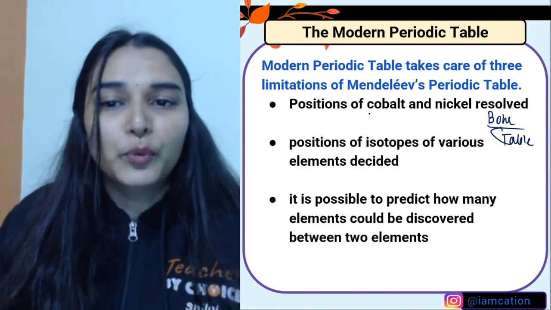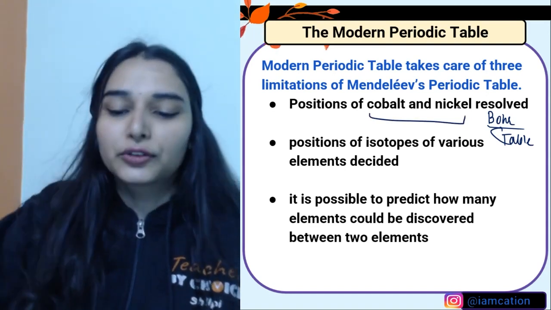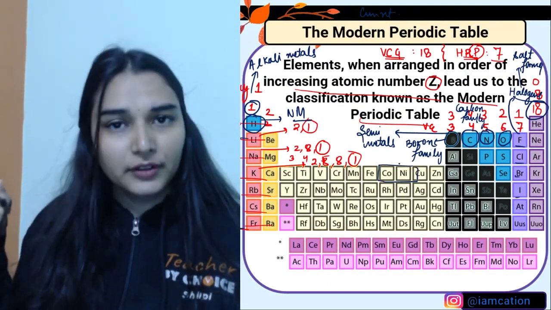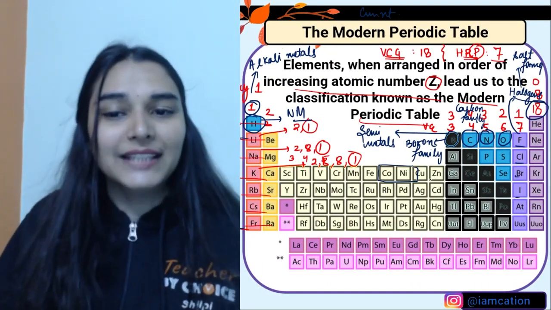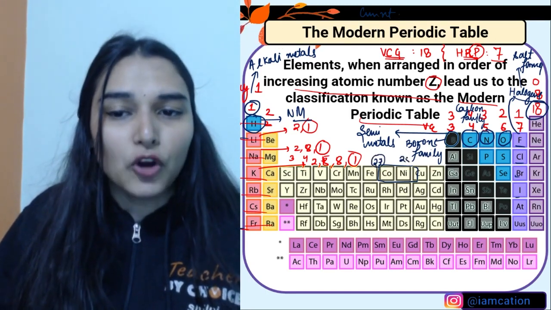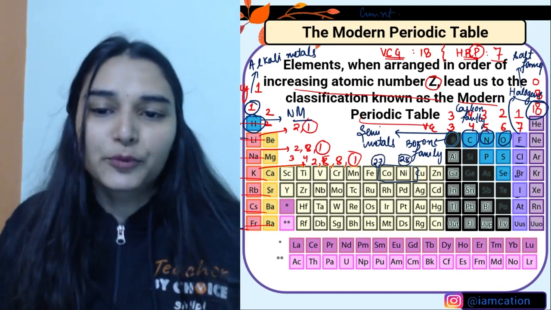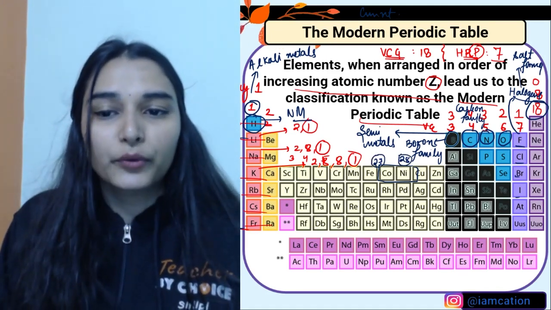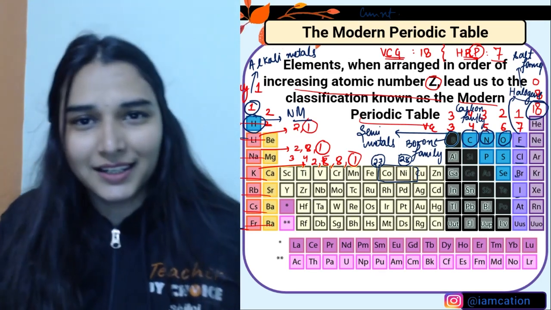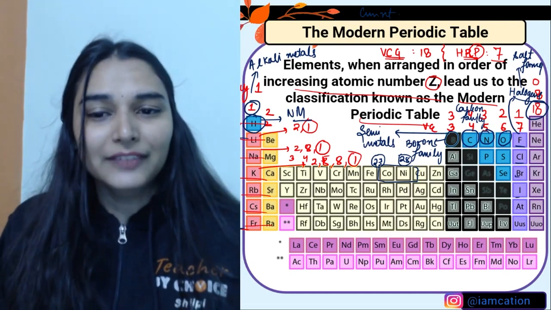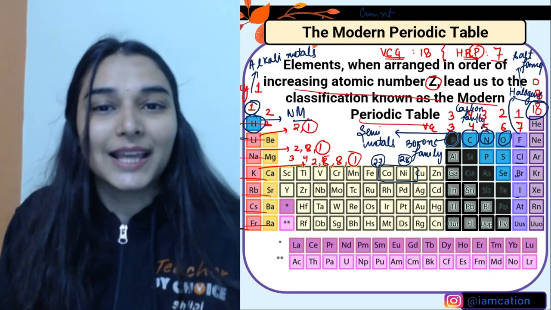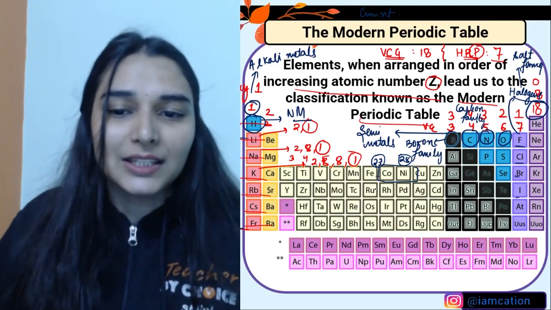The first point, the cobalt and nickel problem was solved. You remember there was a problem in the case of Mendeleev's periodic table with cobalt and nickel. Cobalt has atomic number 27 and nickel has atomic number 28. But there, you can see, there was a mix-up in the mass. Cobalt was having more mass than nickel, right? So according to Mendeleev, nickel should be kept before cobalt, but was this the case? No, cobalt was kept before nickel because of similarity with the elements.